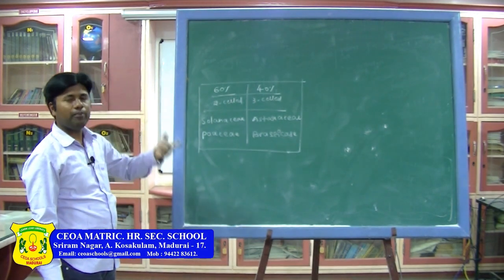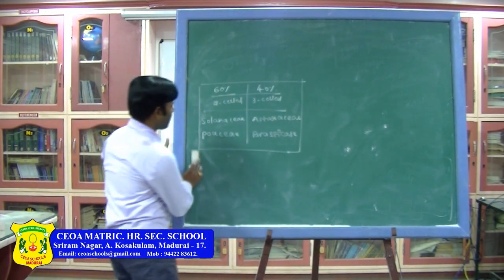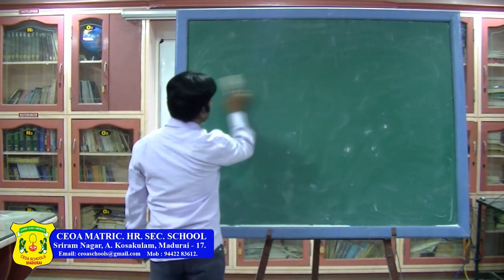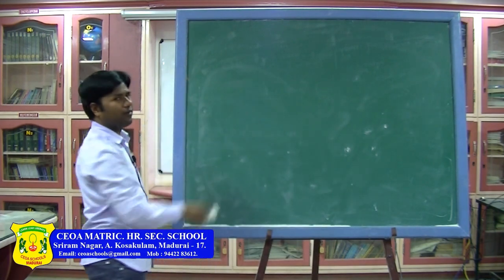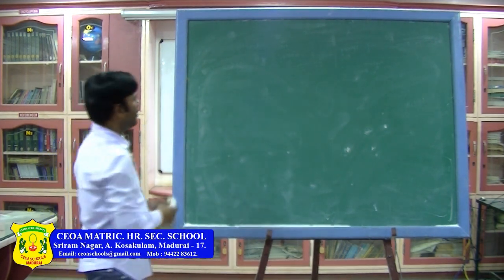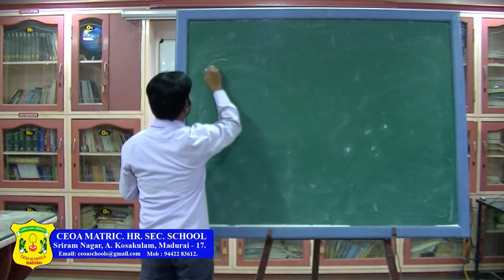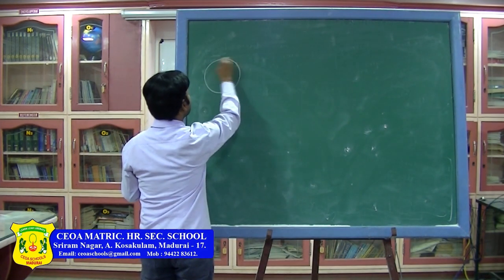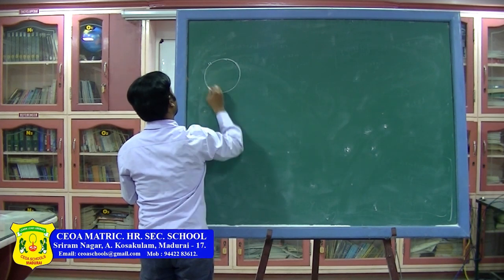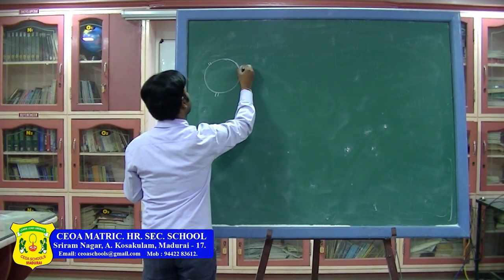Now, how will it be formed? Let us see. So far we have seen the textual part, but now let us see the diagrammatic part. First, the pollen grain, the structure of the pollen grain, when you see, it will be like this. Then the outermost layer, exine, we are able to see.